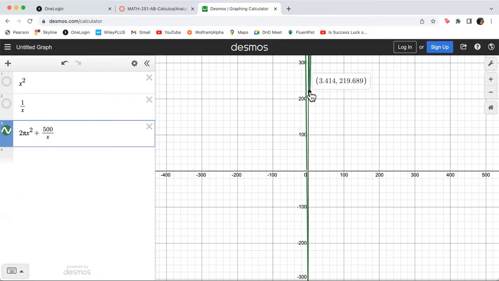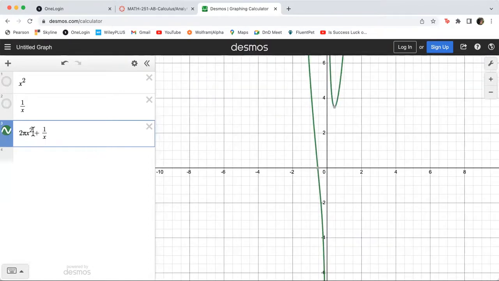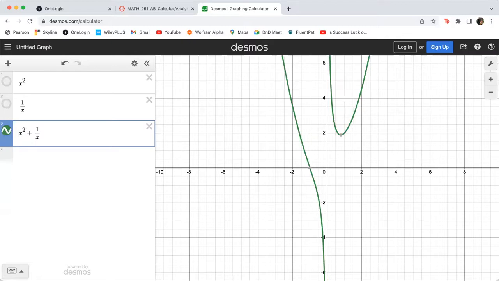But this graph is a little bit messed up. The scale is all weird. So what we're going to do is get rid of some of this noise. First of all, this 500 is providing a lot of noise. This 2 pi is also kind of noisy. So here is a little bit better representation of what we're looking at. Any questions? Let's eliminate some of the noise.